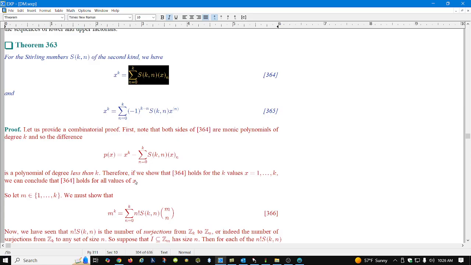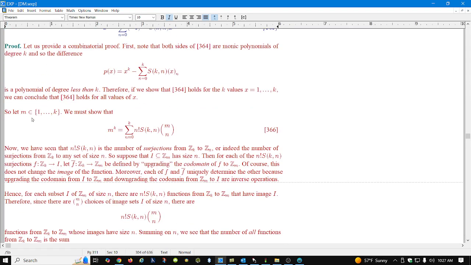So if we can show that this equation holds for the k values 1 through k, so set x equals 1 through k, then we know this equation holds for all real numbers x. That's something also to think about. I shouldn't give you a hint, but I will. If you have a polynomial of degree 5, or let's say a polynomial of degree up to 5 or less, and it has 6 zeros, what can you conclude?